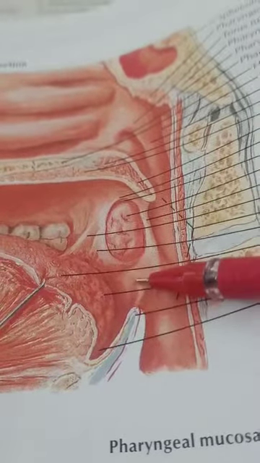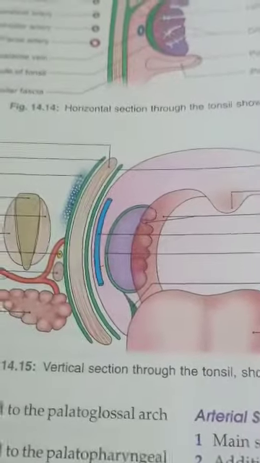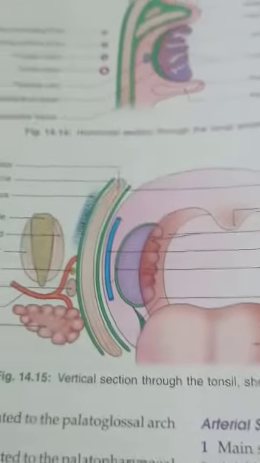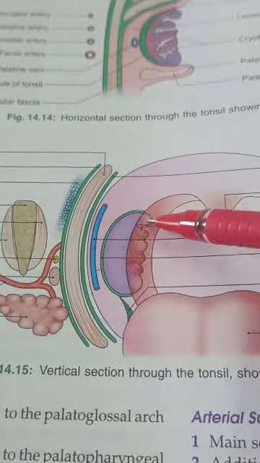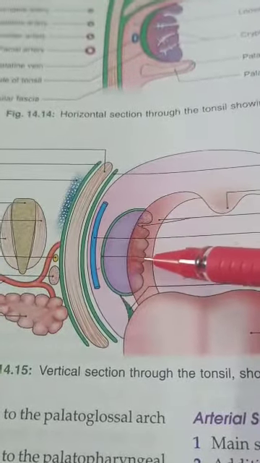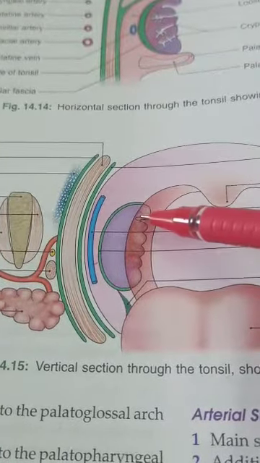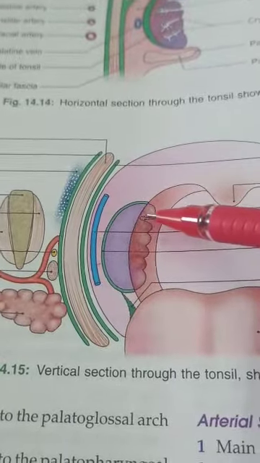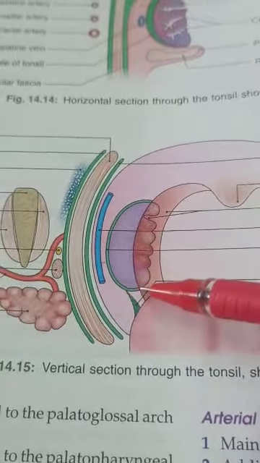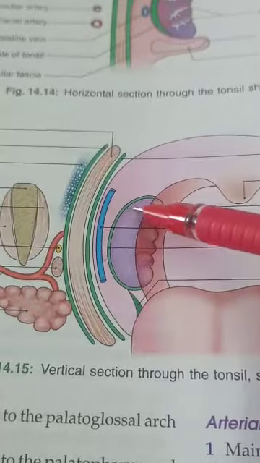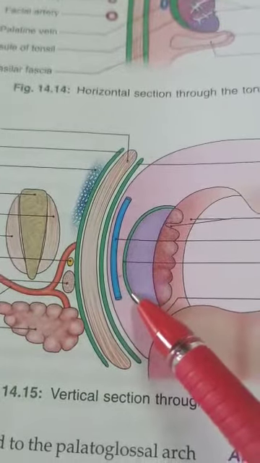Then coming to the lateral surface, so this is the diagrammatic view. This is our tonsil, and this is the medial surface. Here we can see the crypts. Among them, one crypt is large. This is the intratonsillar cleft, and this is the lateral surface. The lateral surface is covered by a fibrous capsule.